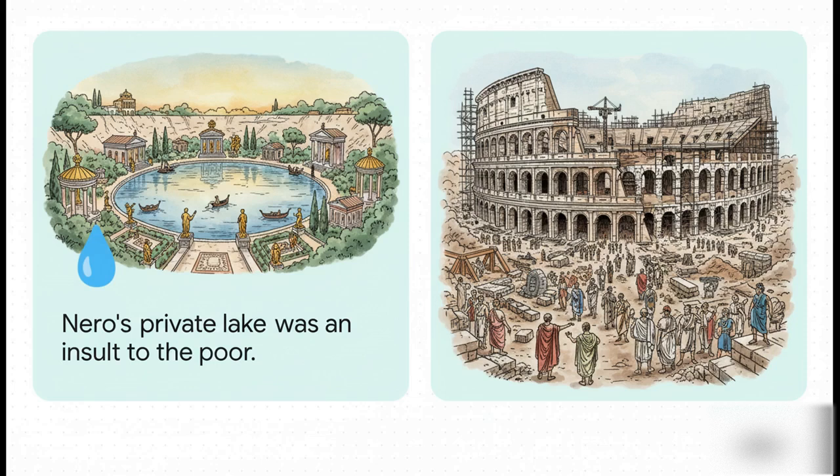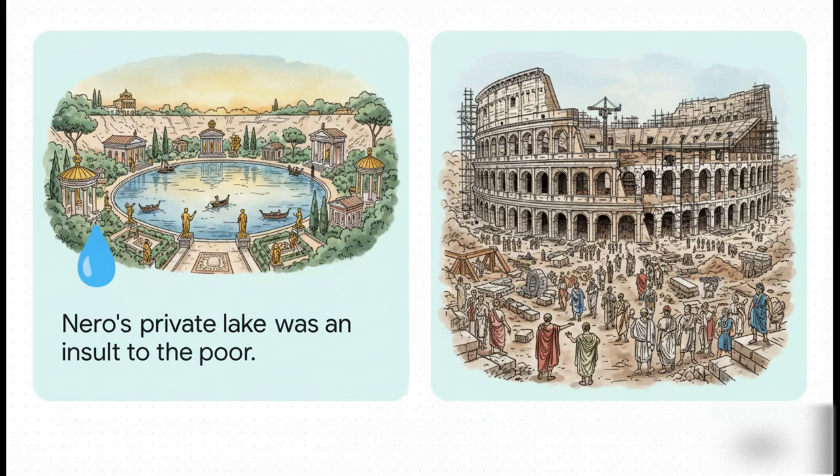But following Nero's death, a new emperor named Vespasian came into power. He wanted to break entirely with the past, right? Just erase the memory of the tyrant altogether. So, in what was honestly a brilliant political masterclass, Vespasian completely drained Nero's luxurious private lake and built a massive public amphitheater right on top of it. He was literally giving the land back to the people.